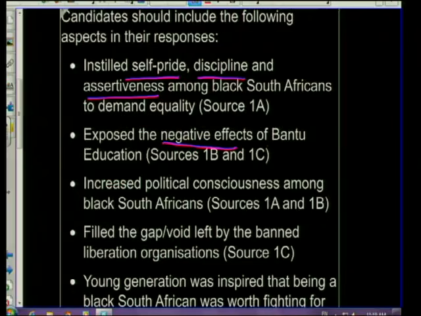It exposed the negative effects of the Bantu Education Act that is being taught in Afrikaans or as a medium in Afrikaans, which was very, very difficult for black people. And knowing this, the apartheid government asked that it become a law. Moving on, it increased political consciousness amongst black South Africans. We see that in source 1A and B.